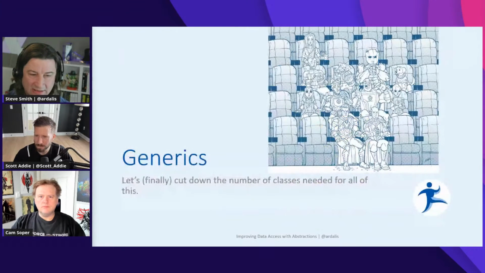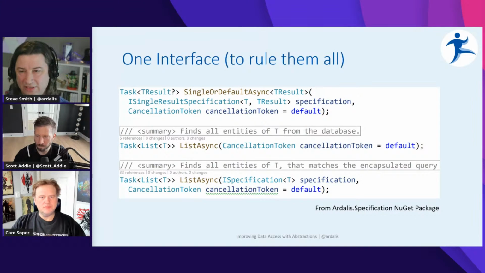Okay, so let's finally talk about generics. We could have done this sooner, and it would have given us some benefit, but for arbitrary reasons, I kept it till the end. And so what we're going to have is a single interface that's going to rule them all from a specification and repository standpoint. Now, we can write our own repository interface if we want, but notice this little note here at the bottom says this is from Ardalis.Specification. We're going to talk about that more in just a second.